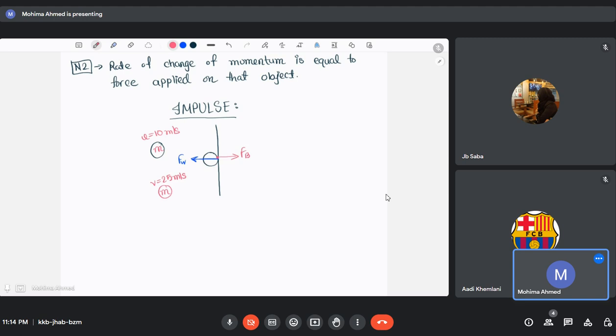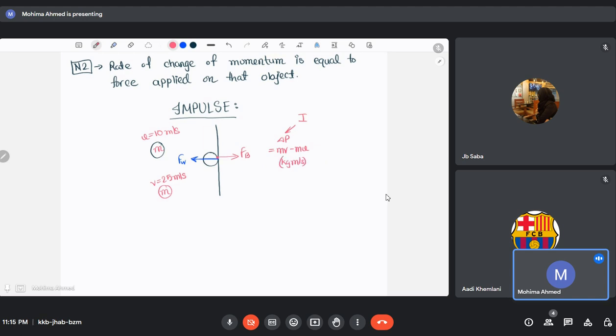And also, impulse explains in which way or how much force was being applied on the object and for how long. So impulse can be calculated in two different ways. The first one is change in momentum, that's delta P, which is mv minus mu. And according to this way, your final unit for impulse should be kg meters per second, right?